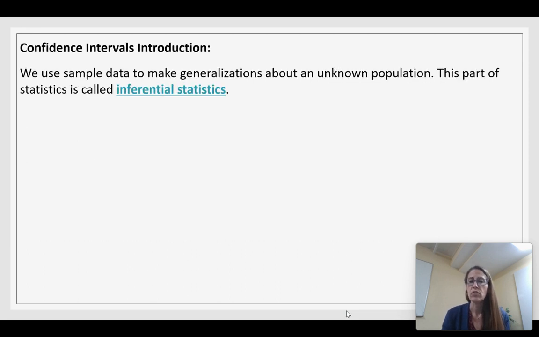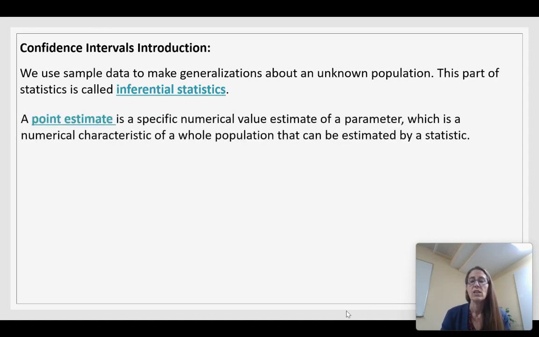So a little introduction on confidence intervals. We use sample data to make generalizations about an unknown population. And this part of statistics is called inferential statistics. We've done a lot of descriptive statistics, and now we're moving to inferential statistics. So a point estimate is a specific numerical value estimate of a parameter, which is a numerical characteristic of a whole population that can be estimated by a statistic.